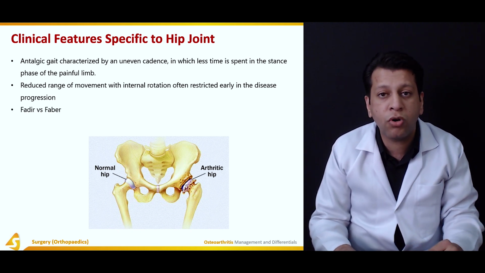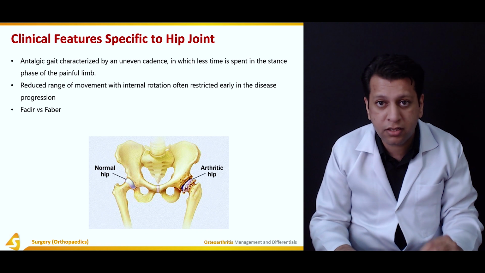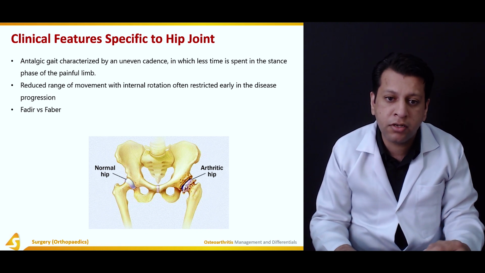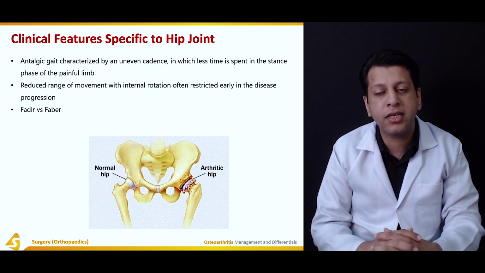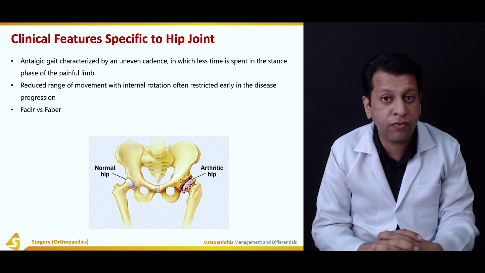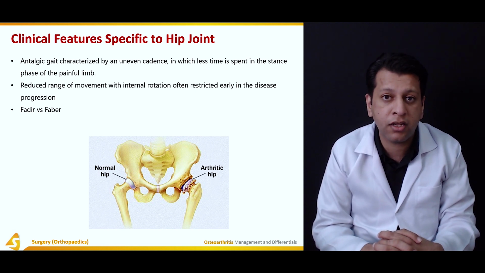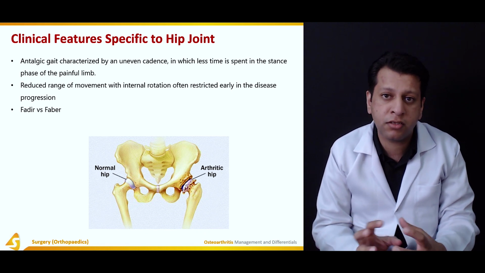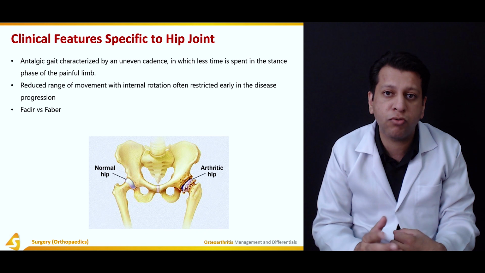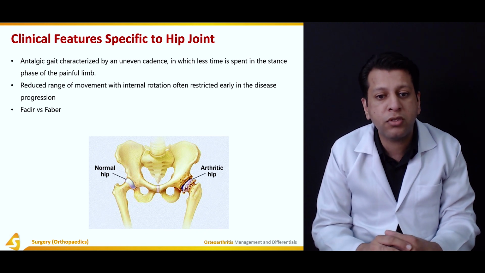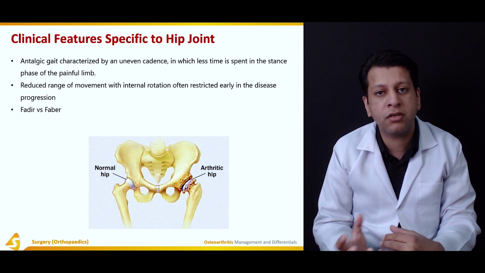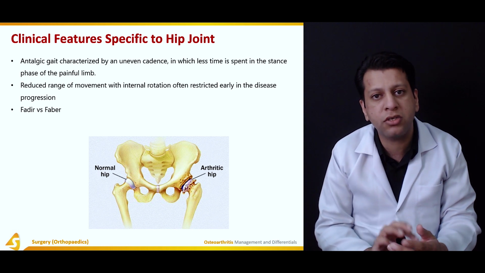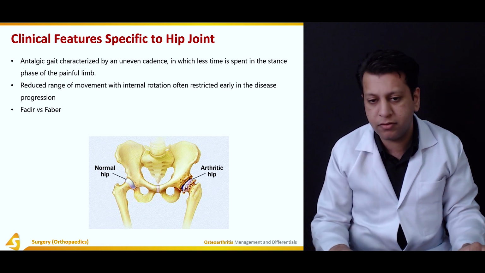Now there are two tests called FADIR, and then there is FABER. FADIR is flexion, adduction, and internal rotation of the hip. That gets affected early. Now the FABER: once the disease process becomes globalized throughout the joint, it involves the whole joint, then both FADIR and FABER are positive, that is, flexion, abduction, external rotation is also painful.